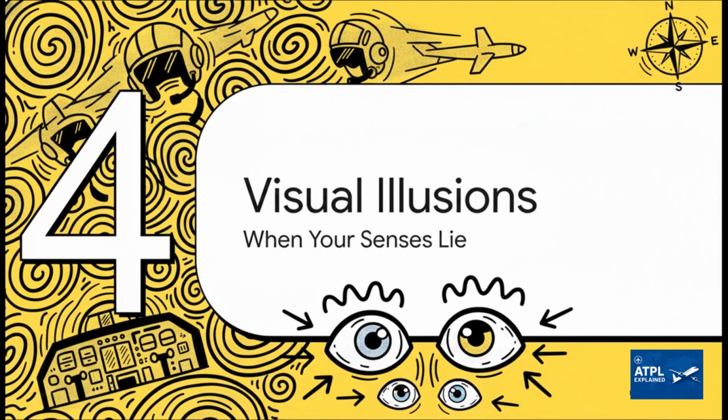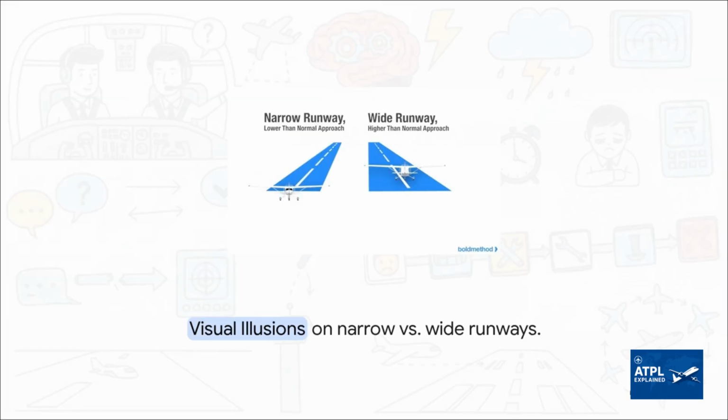Section 4. Disorientation and visual illusions, when your senses lie. You know, even when our oxygen levels are absolutely perfect, our biology can still betray us visually. The environment plays dangerous tricks on our depth perception, especially on approach. If you're approaching a narrow runway, the illusion makes you appear much higher than you actually are.